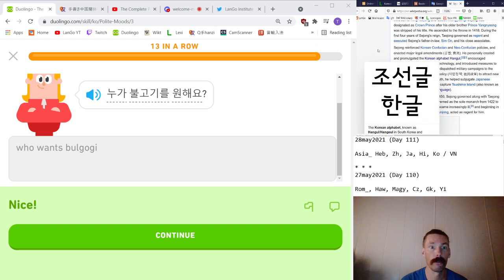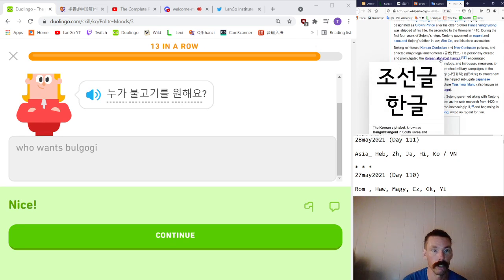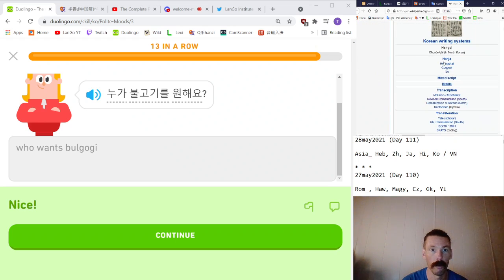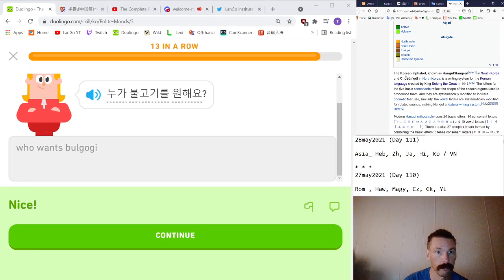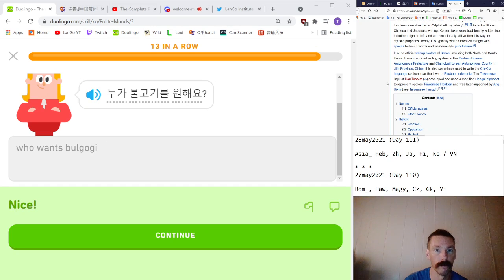Personally created and promulgated the Korean alphabet Hangul. Yeah, probably should go to that page then. I don't know what we did before we had Wikipedia. Libraries, perhaps? Yeah, 도서관. 도서관. That's kind of nice.